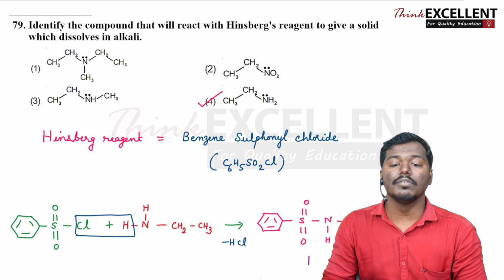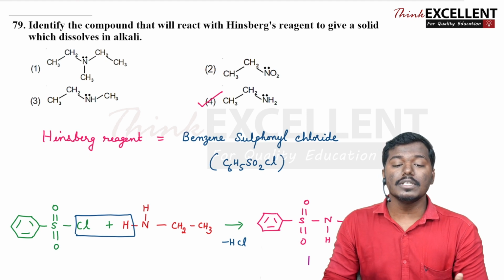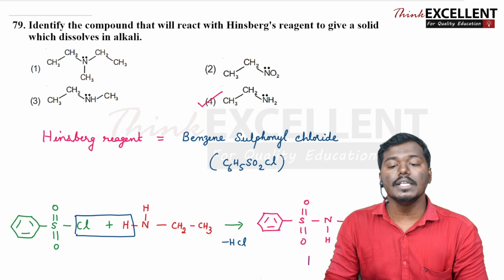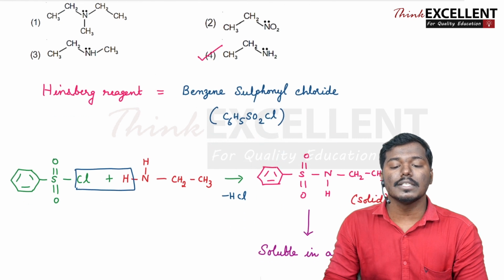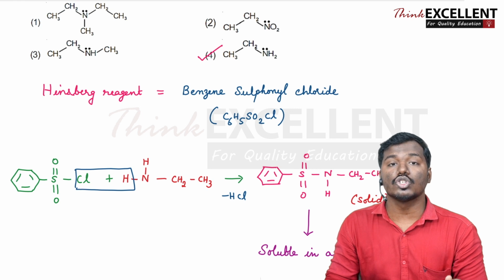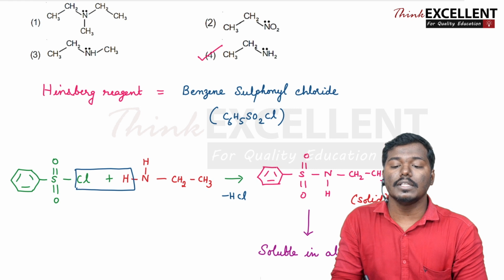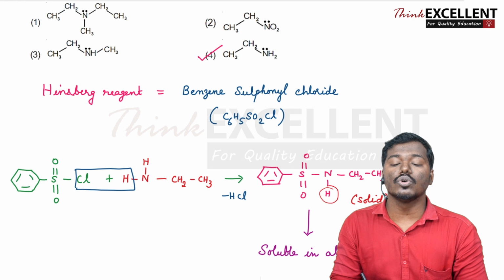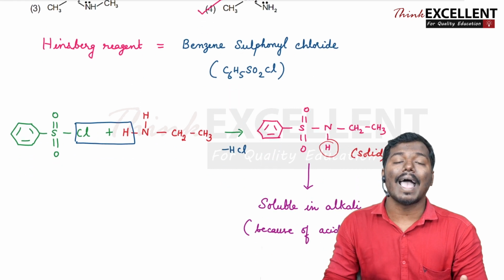So when you take option 4, you can see that ethylamine கொடுத்திருக்காங்கல. So this ethylamine is reacting with the Hinsberg reagent. So what does this Hinsberg reagent mean? It is benzene sulfonyl chloride, that is C6H5SO2Cl. So when it is reacting with this ethylamine, you can see that the HCl is removed and it is forming the product, which is a solid having an acidic hydrogen. Here you can see that the nitrogen is attached with this hydrogen which is more acidic in nature, so that it is soluble in the alkali.